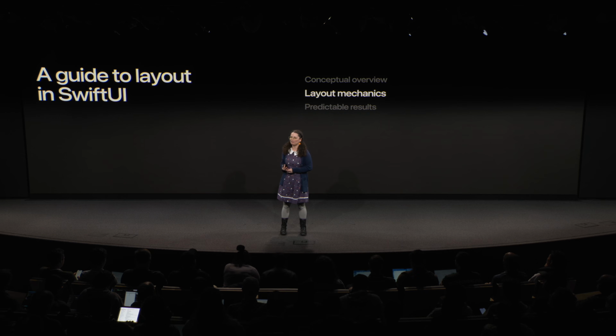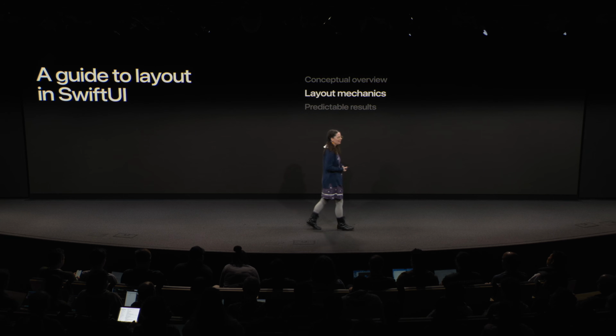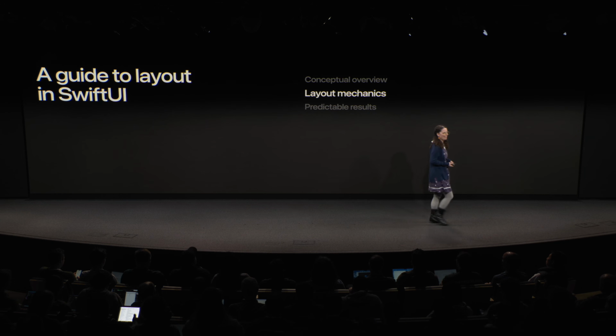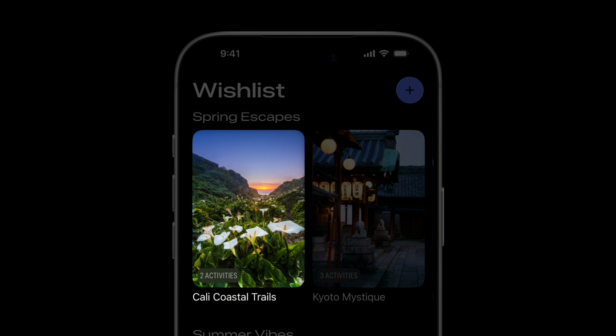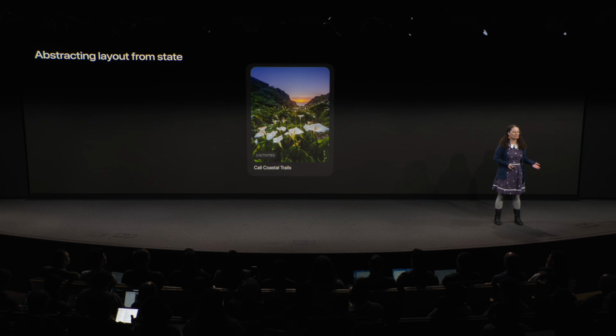Now that I've gone over what views are and how SwiftUI's update engine works, I'll show the mechanics of how these concepts come together when SwiftUI performs layout. As I go over layout mechanics, I'll be focusing on the trip card I built in the wishlist app. The trip card provides a great example of how SwiftUI handles dynamic layouts based on different states. In SwiftUI, layout is a function of the state.